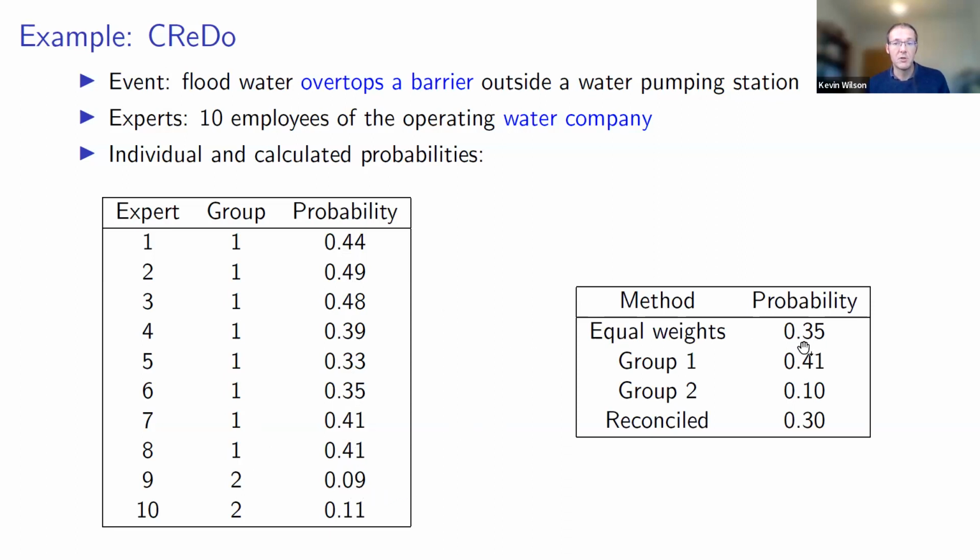So if we just took the average of these probabilities, we'd get 0.35. The average of the 8 experts in group 1 is 0.41. The average of the 2 experts in group 2 is 0.1. If we use the Bayesian aggregation with sensibly chosen hyperparameters in the prior distributions, we ended up getting a reconciled probability of 0.3 there.